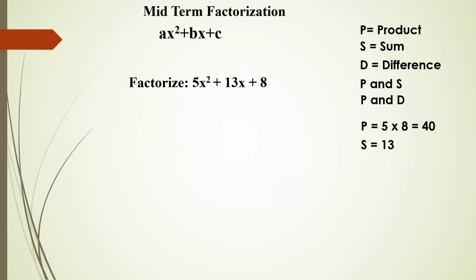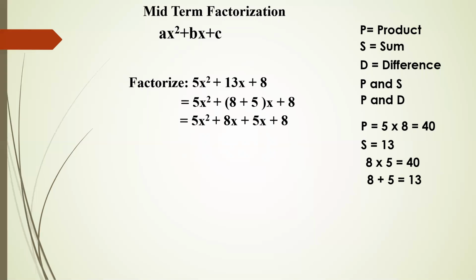So what are the combination? So we can just make it here. 8 times 5 gives you the 40, and obviously 8 plus 5 gives you the 13. So our combination is 8 and 5. So let's split the middle term. 5x squared plus (8 plus 5) times x plus 8, right? And here, let's multiply the middle term. 5x squared plus 8x plus 5x plus 8.